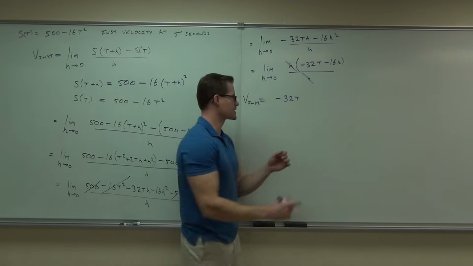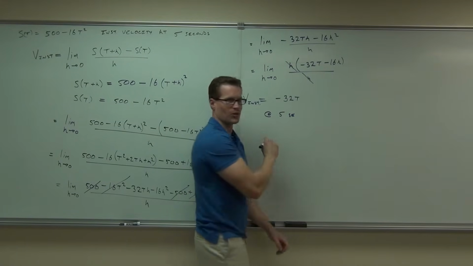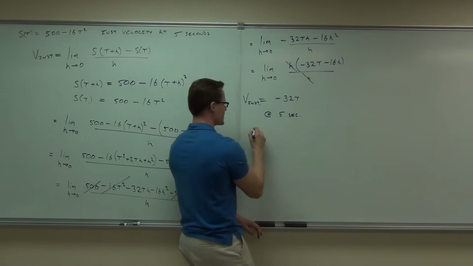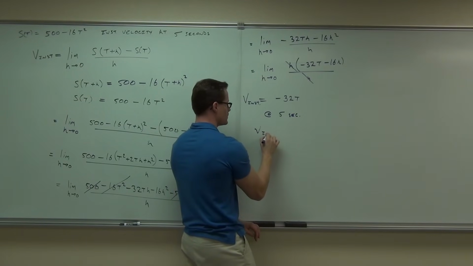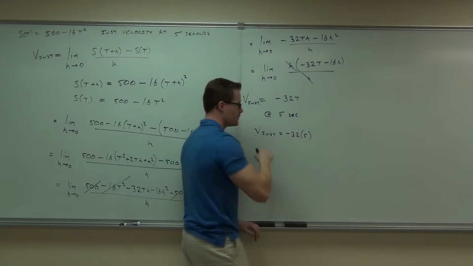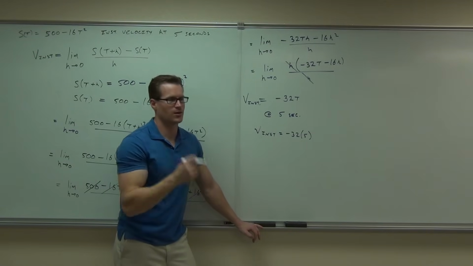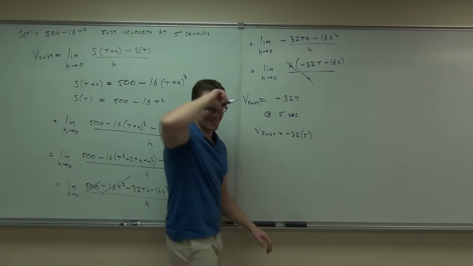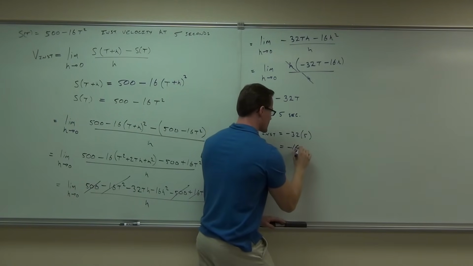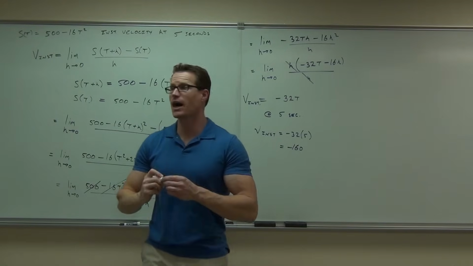So now at 5 seconds, geez, I hope it works out right. If it doesn't, I look like an idiot. At 5 seconds, the velocity would be negative 32 times 5. Is that what we had before? Yeah, negative. Stressful job I have here. Negative 160, again, feet per second. Same exact thing, same sign even.